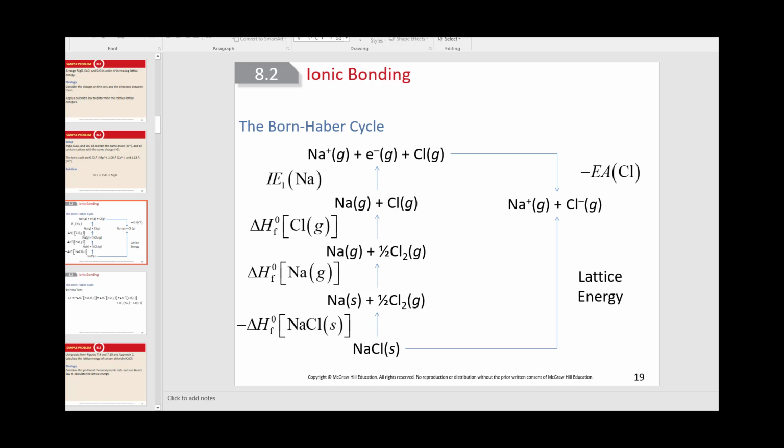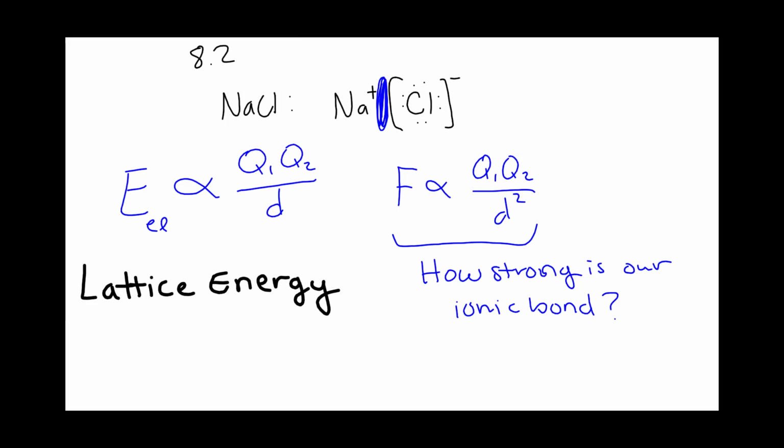Again, I'm not going to ask you to do this just because there's a lot of steps. You might see it on Learn Smart, but I wanted you to at least be familiar with what the process was. I'm going to ask you more questions like which ones are going to have higher lattice energy, and you can determine that using our Coulomb's law here. Force is proportional to Q1, Q2. So let's look at that Coulomb's law there and break it apart and say, okay, what kind of generalizations can we make?